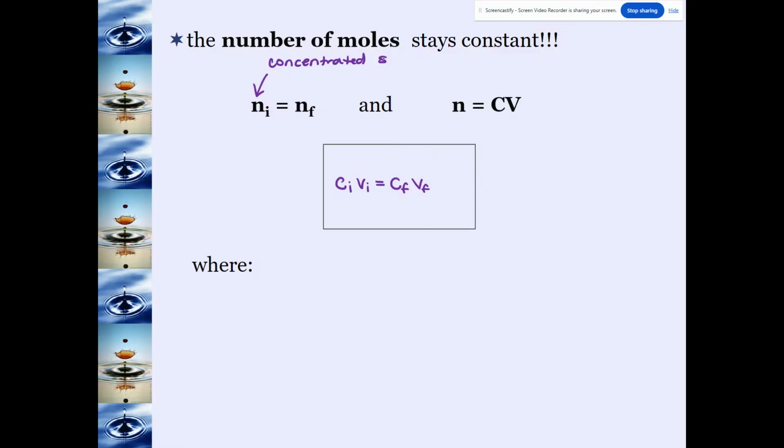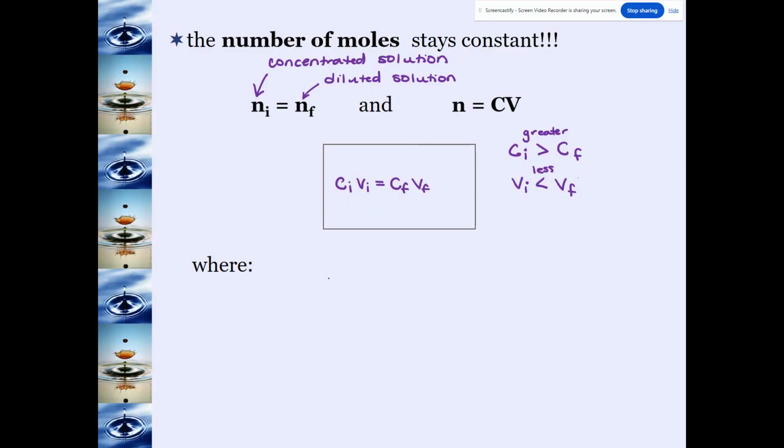Okay, the one that has a higher concentration, so Ci is going to be greater than Cf. That's the greater than symbol. Whereas our F is the diluted solution. So the diluted solution, because we're adding more solvent to it, Vi is going to be less than Vf, because I am adding more solvent, so my final volume is going to be greater.